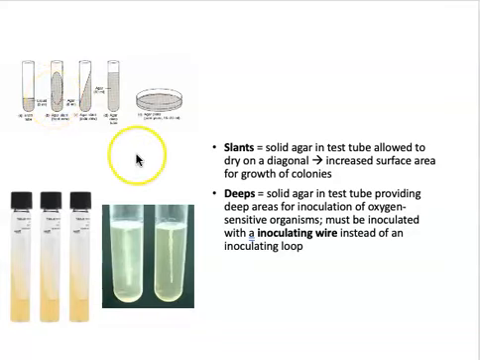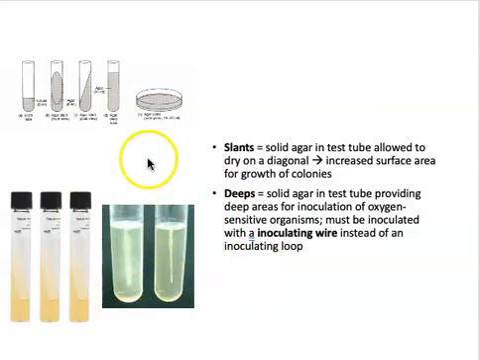Again, you would not be able to count colonies on a slant. You would not be able to do a quadrant streak and evaluate colony morphology. But if you just wanted to grow this bacteria, if you just wanted to get more cells, a slant would work perfectly fine. Now, there are other times that we create these different agar tubes called deeps.